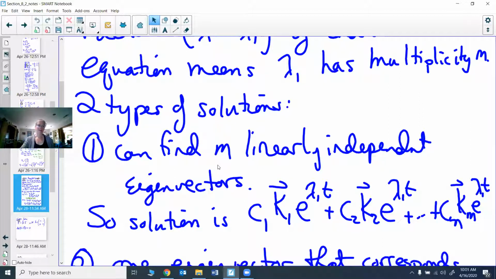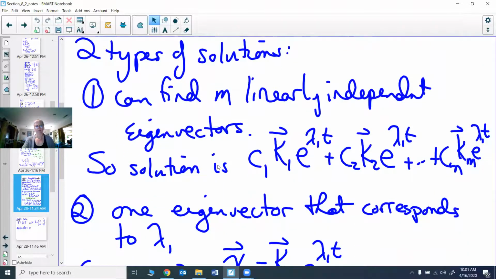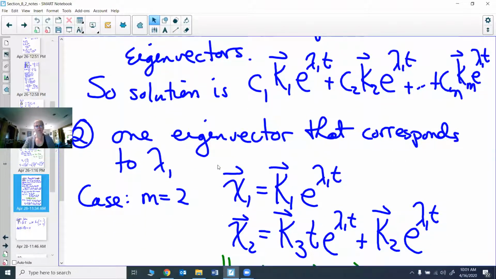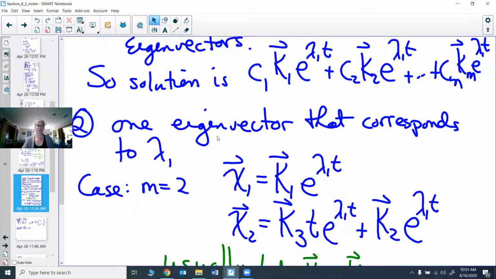So that's one situation you can have, which is different than when we did the solutions to just a linear independent constant coefficient problem. With systems, you can have this happen. The other situation you can have is analogous to what we saw with multiplicity of roots in solving a differential equation, where you have only one eigenvector that corresponds to that.